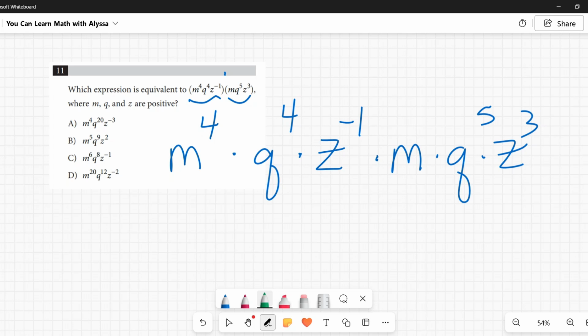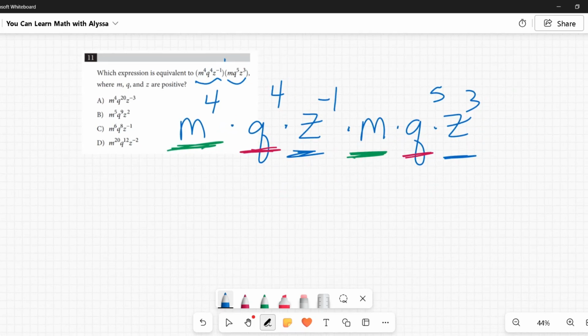So we're going to look for the things that have the same base. I have two terms that are base m, two terms that are base q, and two that are base z. And I want to multiply each of those individually. When you are multiplying two terms together that have exponents in them, if they have the same base, you add the exponents. Let me show you this with real numbers.